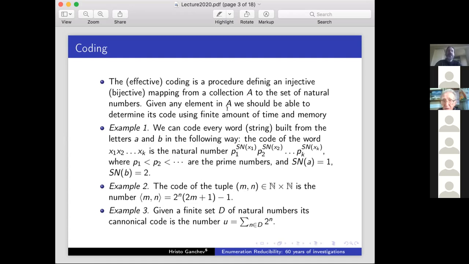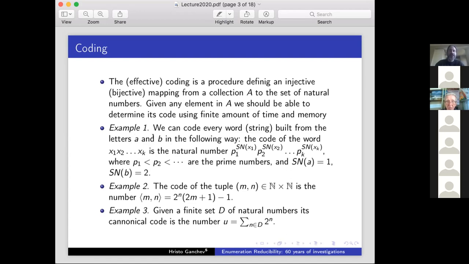So it's a kind of algorithm which maps your objects to natural numbers. And those natural numbers are called the codes of your objects. Here I have three very simple examples. The first one is maybe the most general one.